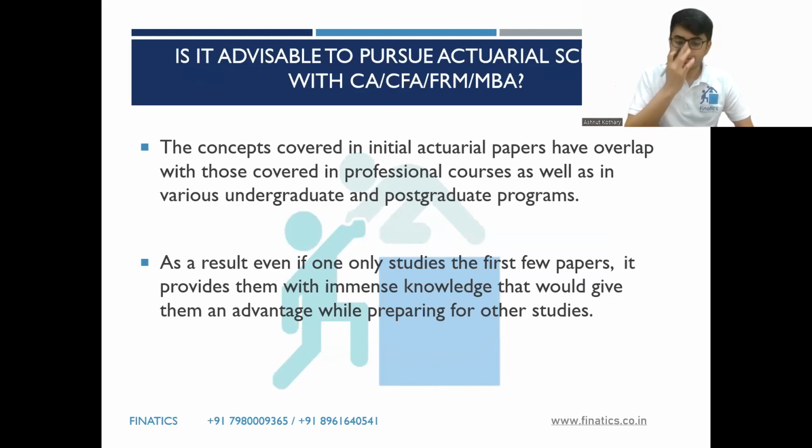Now, one of you asked whether it is advisable to pursue actuarial science with CA, CFA, FRM, or MBA. It depends on what your career goals are. There is no harm in doing that, but you need to keep in mind how much time you can study. I personally prefer sensible study, where you know what you know, instead of having 3 degrees and not much ability to apply that knowledge. It might be better to have just 1 degree. Again, that's my personal opinion, not necessarily right or wrong.